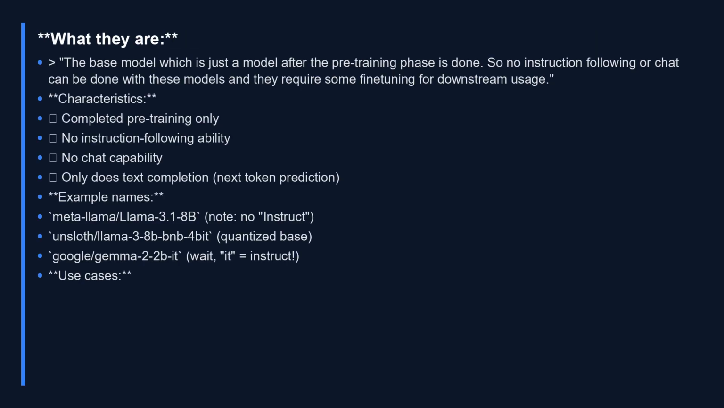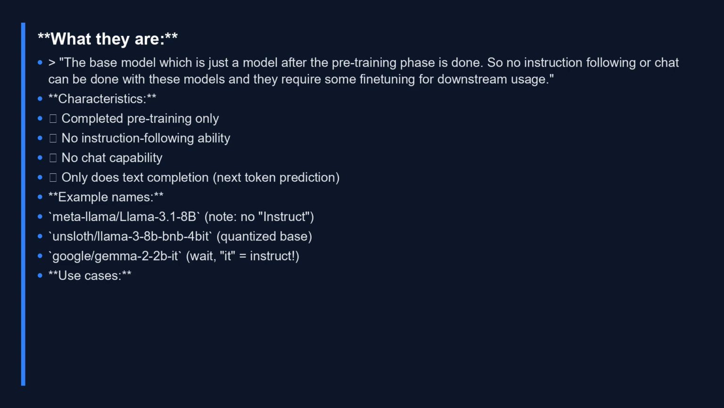The base model is what comes out of pre-training and nothing else. No instruction tuning, no chat formatting, no alignment. It has one job: predict the next token. That means it's a pure text completion engine. Ask it, what is the capital of France? And it might not answer the question at all. It'll just continue the text in whatever direction feels statistically likely.